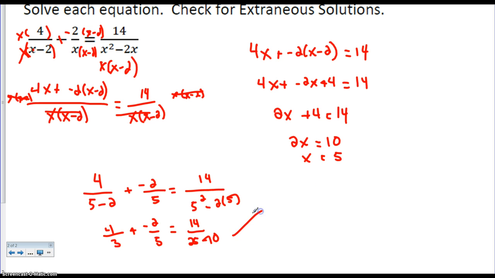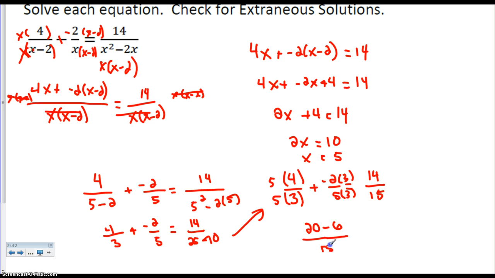So right now I have 4 over 3 plus negative 2 over 5 equals 14 over 15. Now in order to get these, I have to get a common denominator, so I'm going to multiply this by 3 and this one by 5. So right now I have 20 minus 6 over 15, which equals 14 over 15.